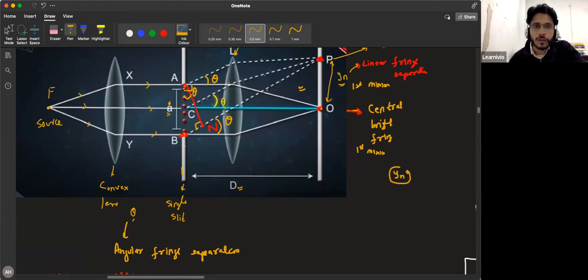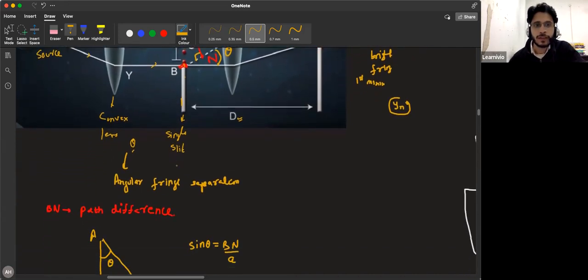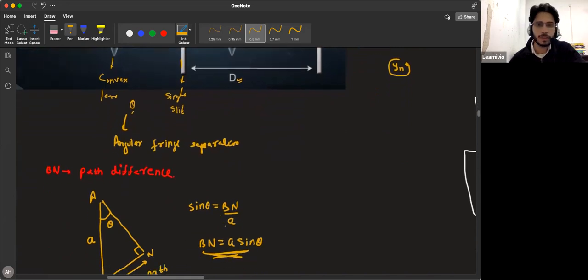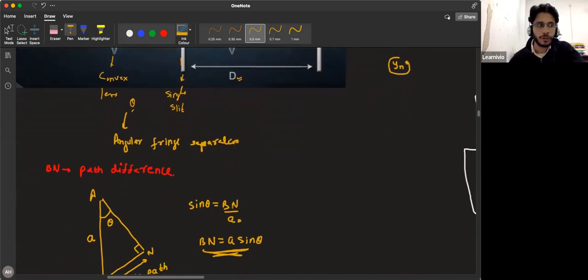Sorry, yes. Not cos theta. We need the perpendicular. So which trigonometric ratio will be suitable? Cos or sine? Sine. So in triangle ABN, what would be sine theta? Sine theta would be the ratio of BN and AB. So sine theta is BN by AB. And how much is AB? AB is equal to a. So you can write that BN is equal to a sine theta.